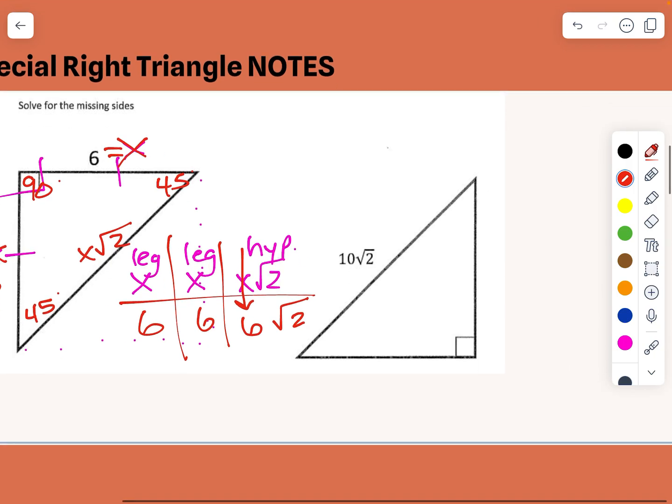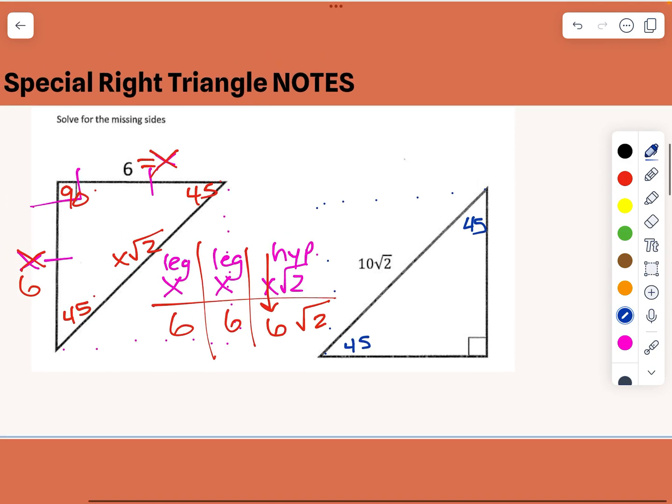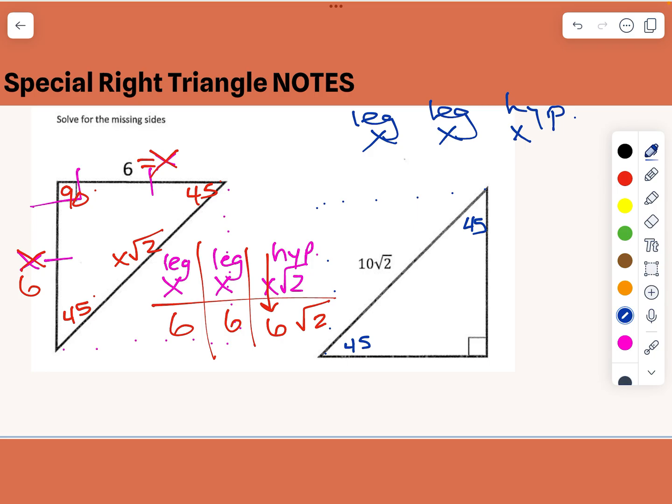When we practice this other one on the right, we're going to follow the same thing. This is coming from a square. We're practicing that 45, 45, 90. So we have that our leg and our hypotenuse follow the formula x, x, x square root of 2.